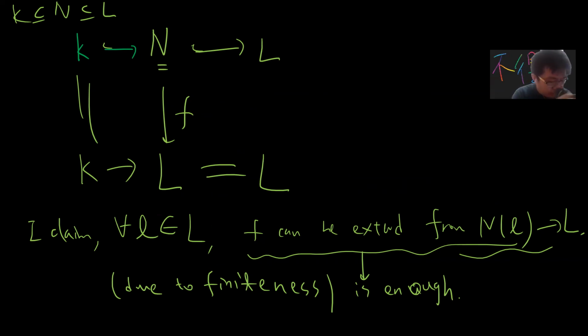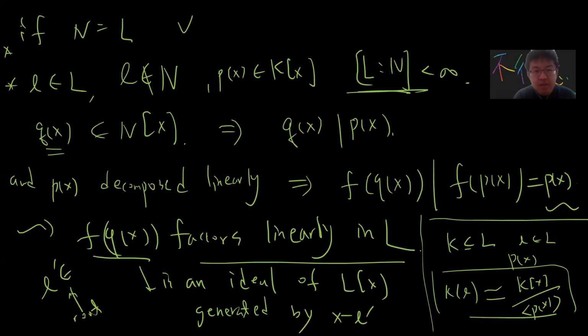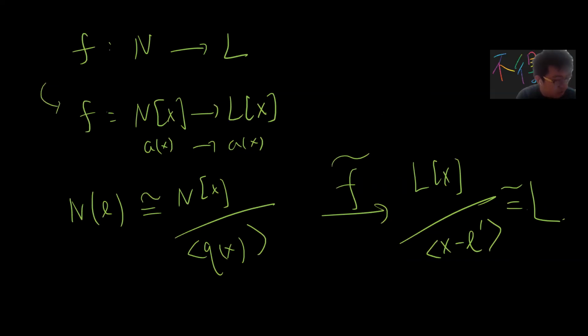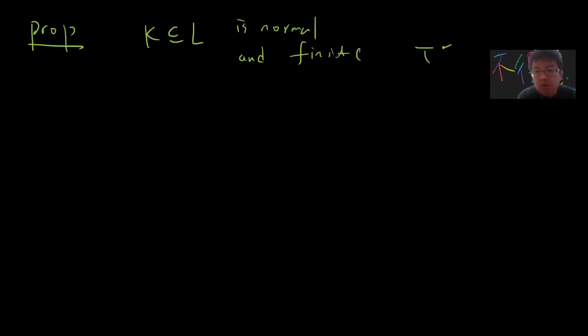Okay, so this is the proof. Okay, so the proposition. This is the final proposition that I want to say. If K ⊂ L is normal and finite, the following are equivalent. The first one is that L1 and L2 are conjugate in K.